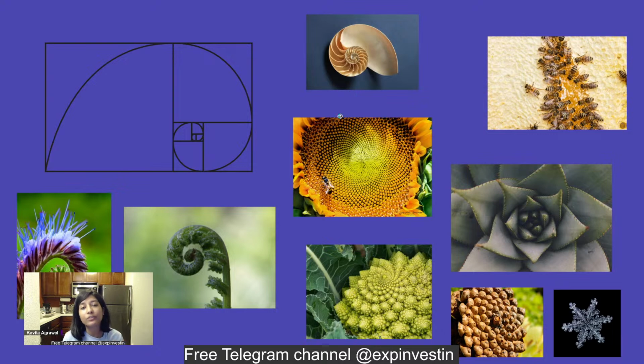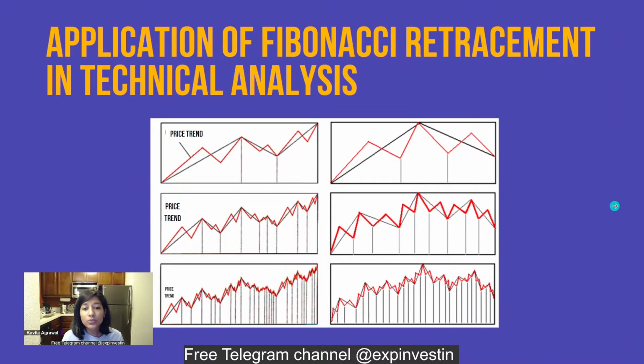Now, why am I emphasizing this so much? You've already gotten the point that, okay, fine, there is a certain ratio, and that ratio can be experienced everywhere across the universe. Because when we go into the markets, we see the same thing happening.